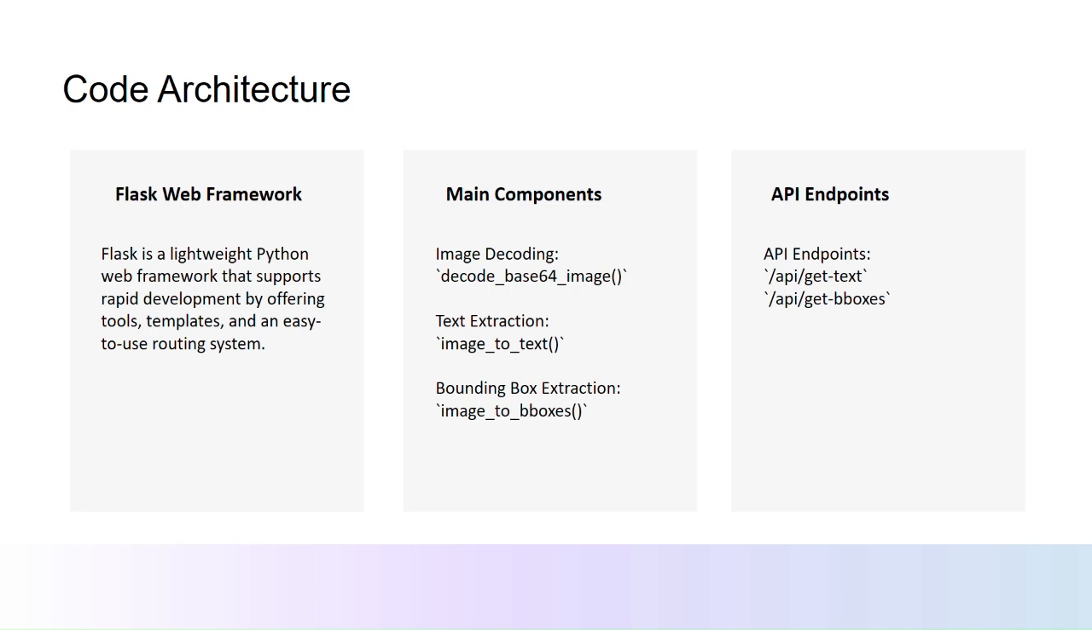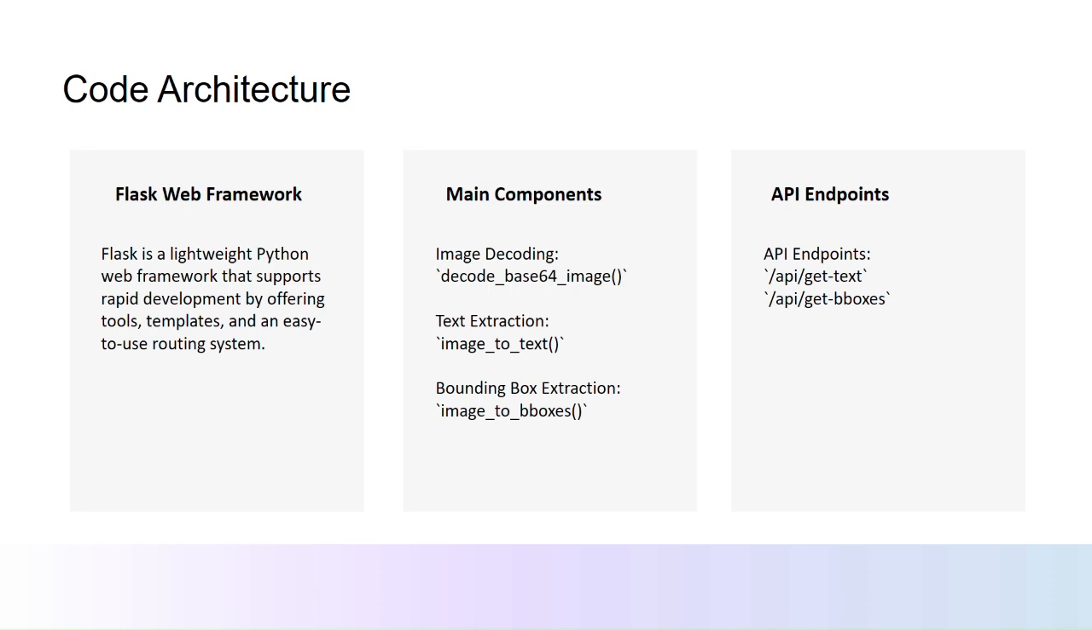Text extraction is done by the image to text function, which uses Tesseract's image to string module to extract all the text from the decoded image. This function powers our getText API. For the getBoxes API, the image to bboxes function calls image to data to obtain bounding box data. It then filters the bounding boxes based on the requested type using a level mapping dictionary.